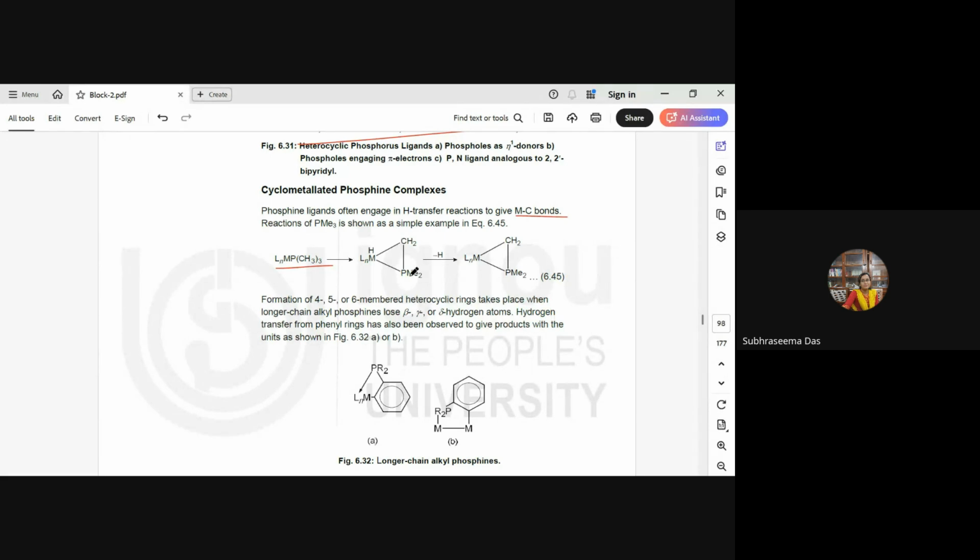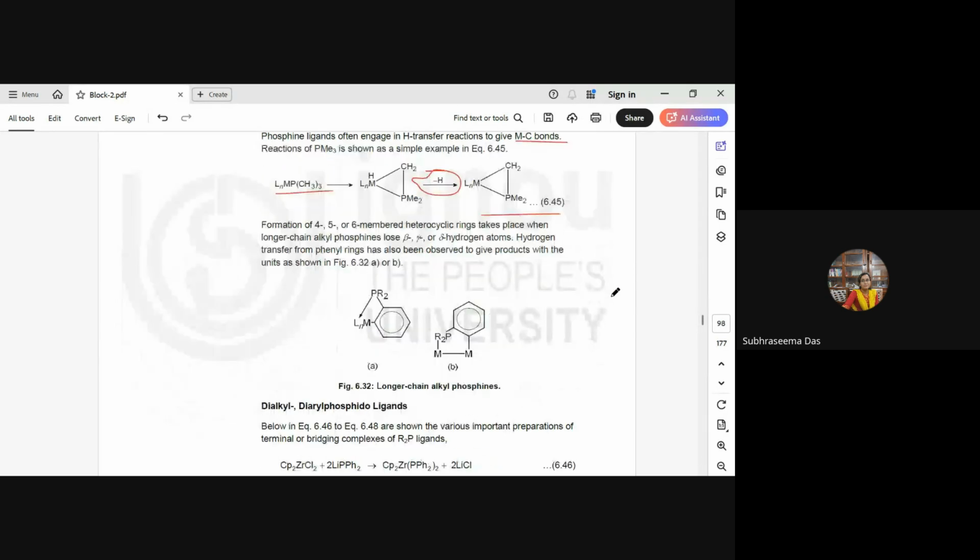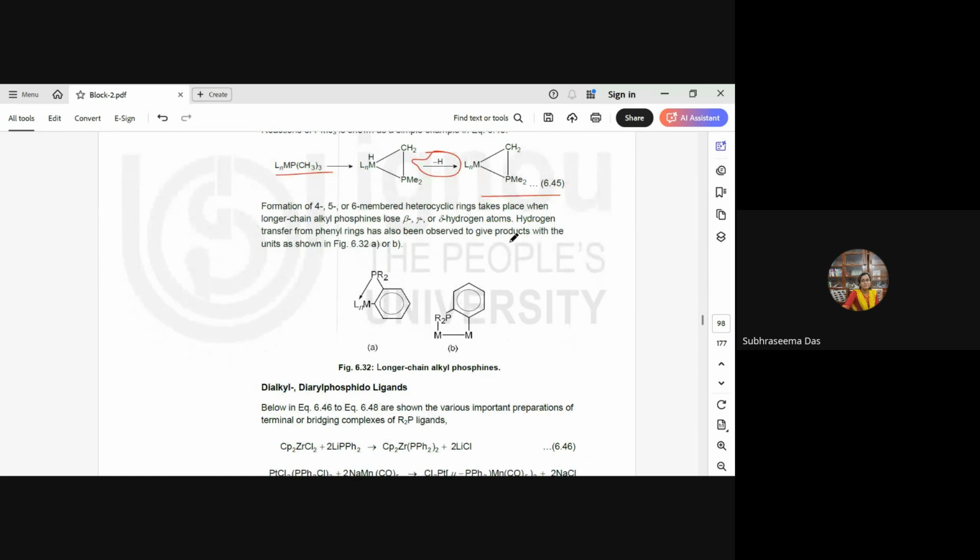Here, in a simple reaction, it loses one H transfer. Owing to one H transfer, the metal carbon bond has been formed here. So this is the product. We also see a 4 or 5 membered heterocyclic ring form. Hydrogen transfer from the phenyl rings has also been observed to give the products with the unit.